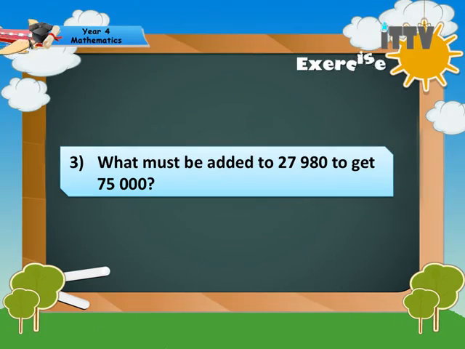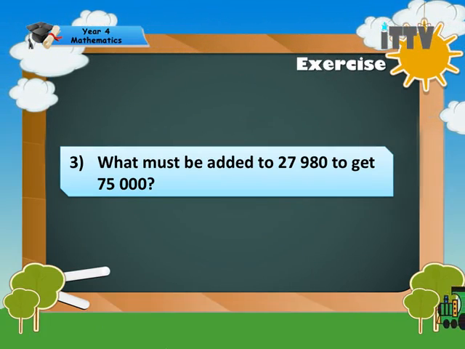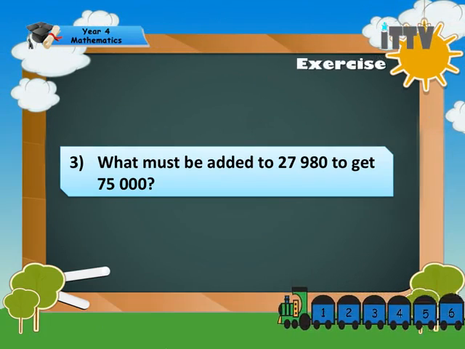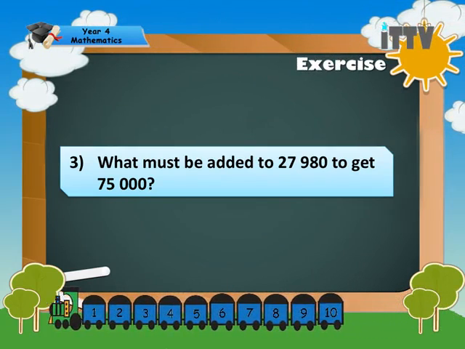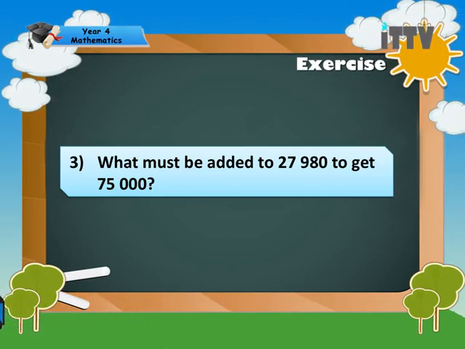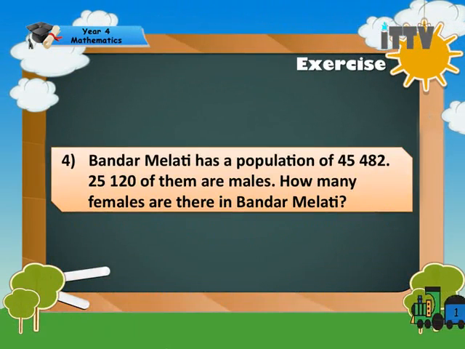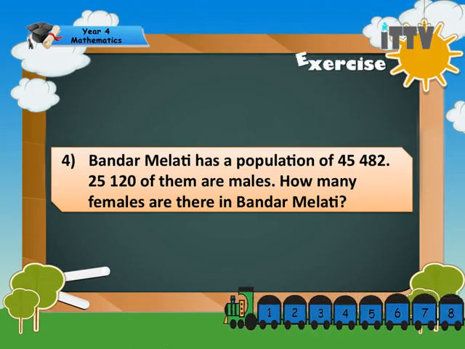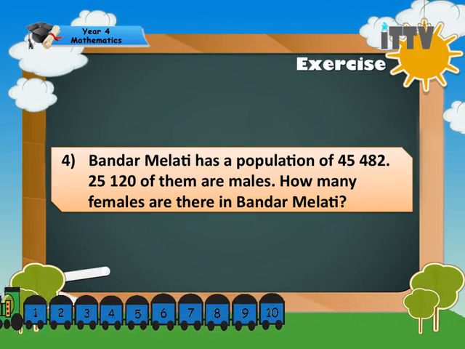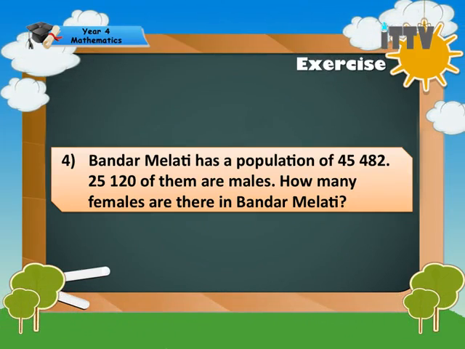The third question, what must be added to 27,980 to get 75,000? Here's a hint for you. Use the biscuit method that we have just used for the question earlier, okay? And question 4, Bandar Melati has a population of 45,482. 25,120 of them are males. How many females are there in Bandar Melati?